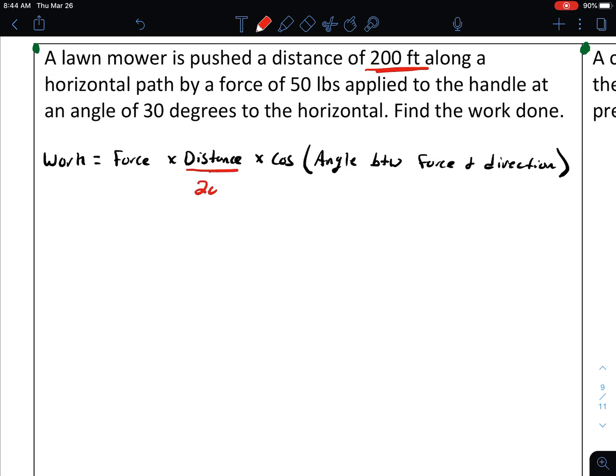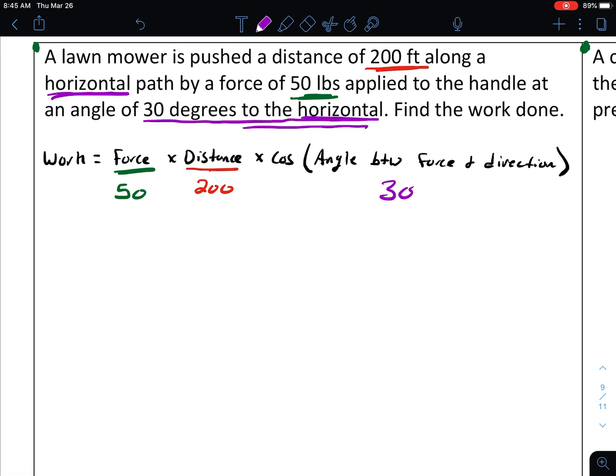Well, the distance is 200 feet because it goes along a horizontal path. So distance is 200. It says the force is 50 pounds. That's how hard we're pushing on the handle. And so I just have to figure out what the angle is between the force and the direction of travel. Well, it says the lawnmower is pushed along a horizontal path, and the force is at 30 degrees to the horizontal. So the angle between the force and the direction is 30 degrees.